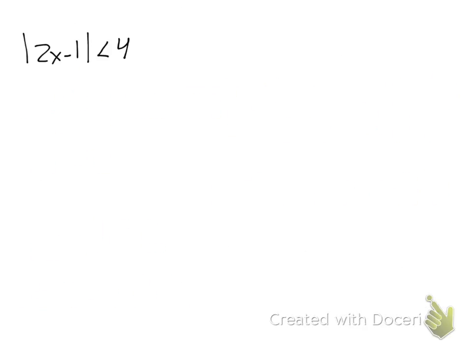Okay, so using that information, I would like you to solve this inequality: the absolute value of 2x minus 1 is less than 4. I'll give you guys a couple seconds to do this. What's my first step, guys? Get rid of the absolute values. So it should look like what? 2x minus 1 is less than 4.